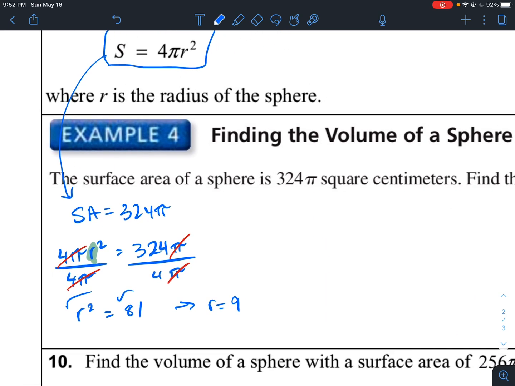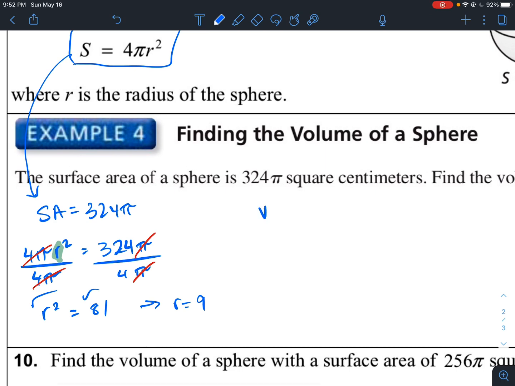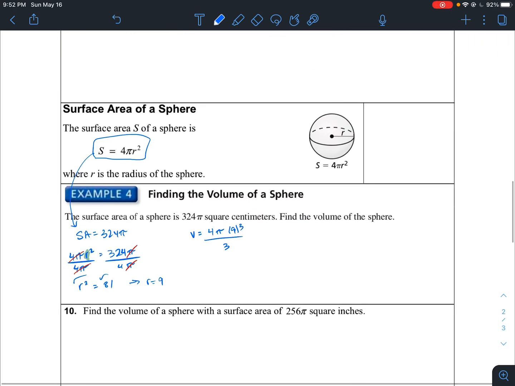And since I have that the radius is equal to 9, I can find the volume of this sphere, because I know volume is 4 pi r cubed divided by 3. Okay, and from there you should just be able to plug it into your calculator, just like how we found volume in the other ones. Okay, if you do that, you should get something close to 3053.63 centimeters cubed.